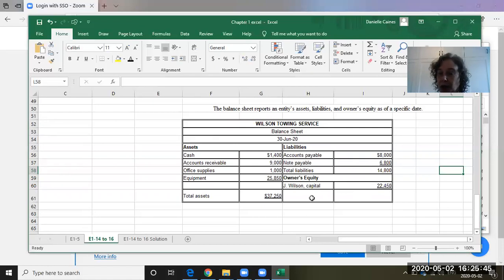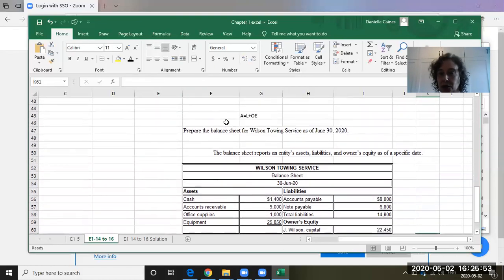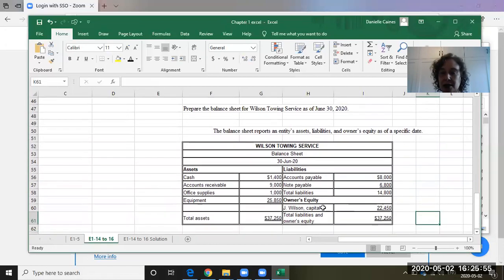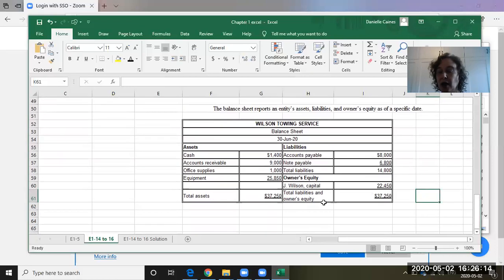Then if we add our liabilities and our capital, we better come up with the total of our assets, because assets equals liabilities plus owner's equity. So here our assets are $37,250. Our liabilities plus our owner's equity, so our $14,800 plus our $22,450, gives us our $37,250 total liabilities and owner's equity. And there's our total. Total assets equals total liabilities plus owner's equity. So we are balanced.